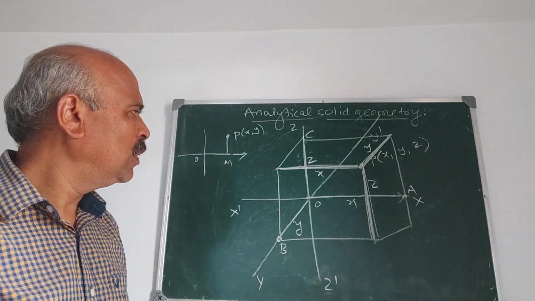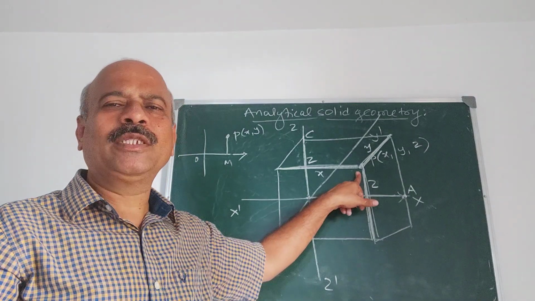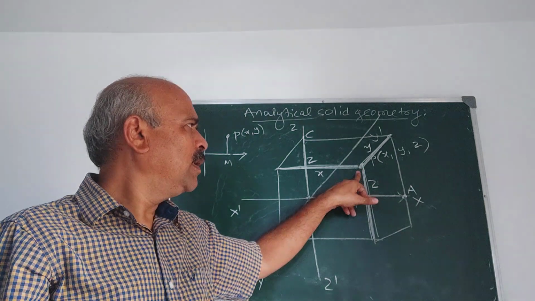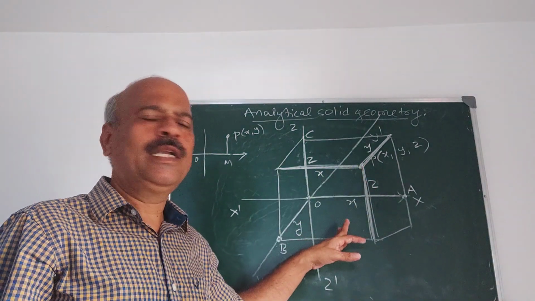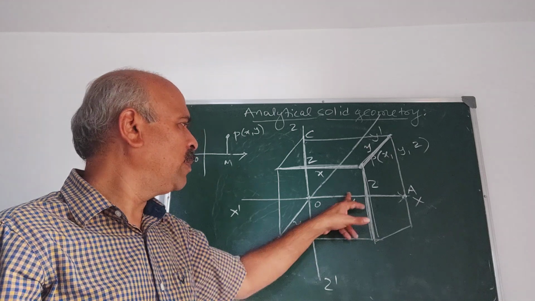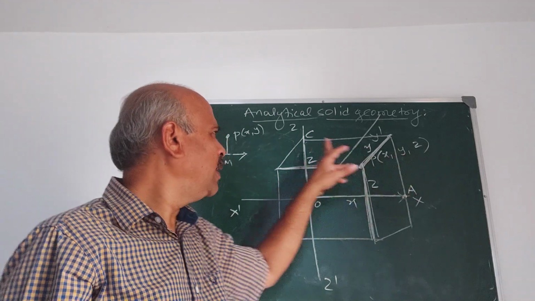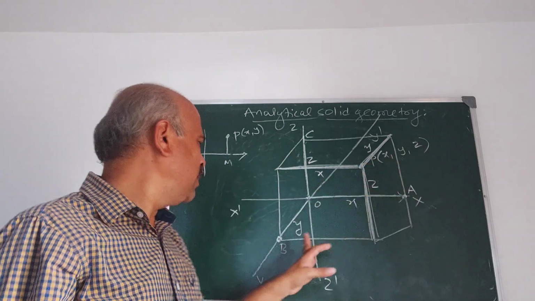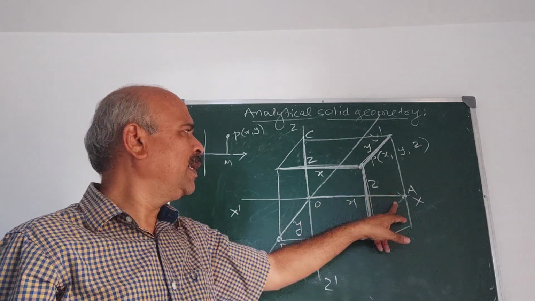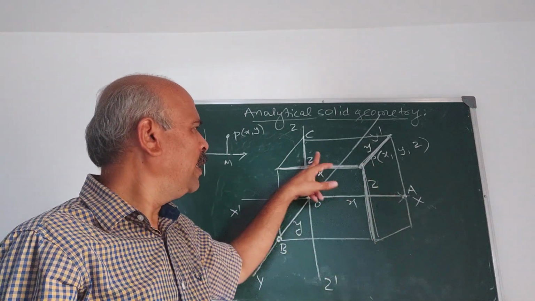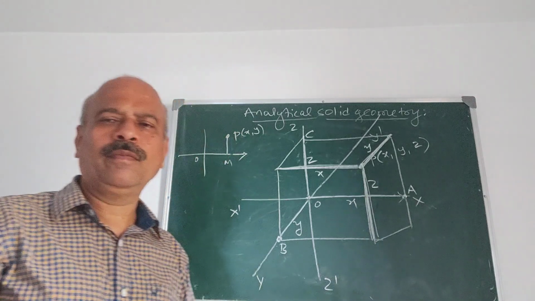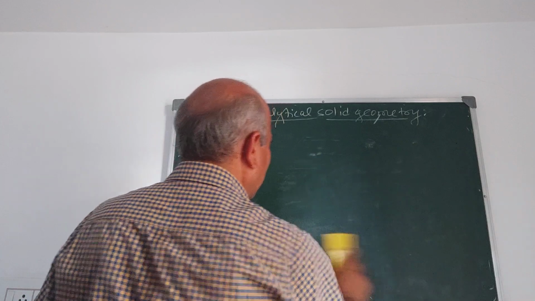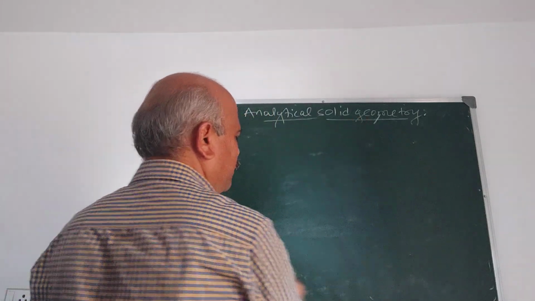Therefore, what are the coordinates of a point in 3-dimensional space? Coordinates of a point are the perpendicular distances from the coordinate planes. Perpendicular distance from the XY plane is the Z coordinate. Perpendicular distance from the YZ plane is the X coordinate. XY plane gives Z coordinate and XZ plane gives Y coordinate. We define coordinates like this. This is about coordinates of a point.